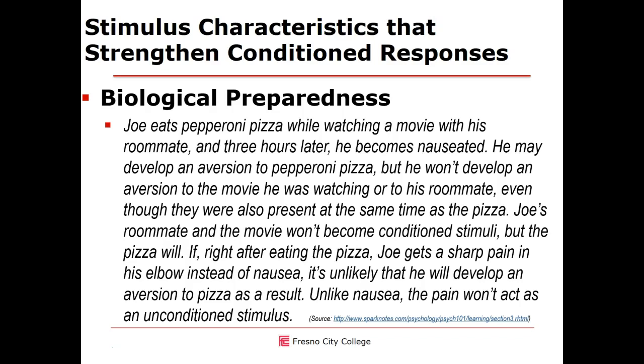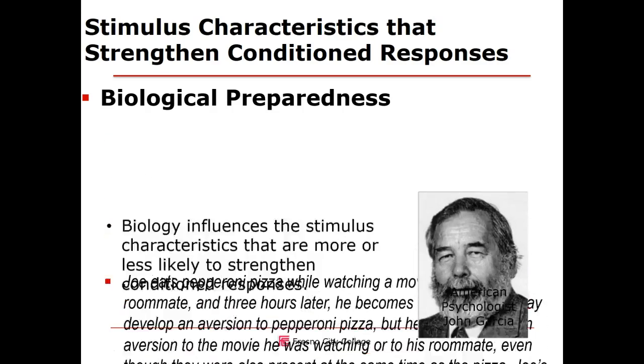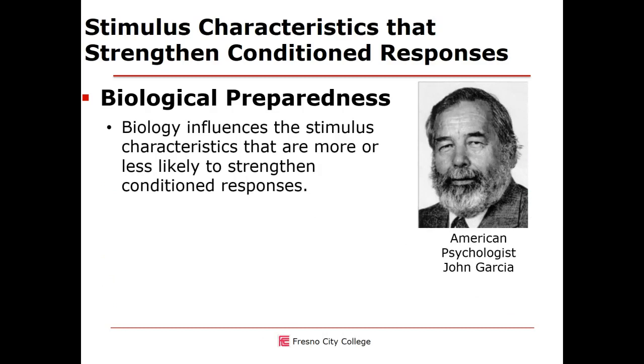If, right after eating the pizza, Joe gets a sharp pain in his elbow instead of nausea, it's unlikely that he will develop an aversion to pizza as a result. Unlike nausea, the pain won't act as an unconditioned stimulus. We have American psychologist John Garcia to thank for shedding a lot of light on conditioned taste aversions. This example illustrates that classical conditioning is much more complex than Pavlov ever imagined.